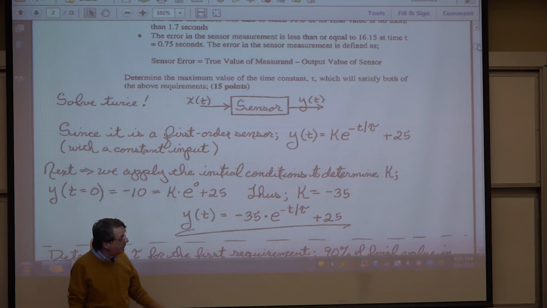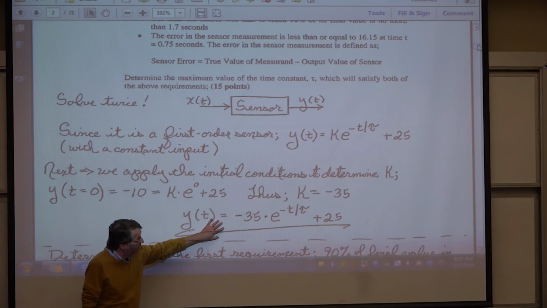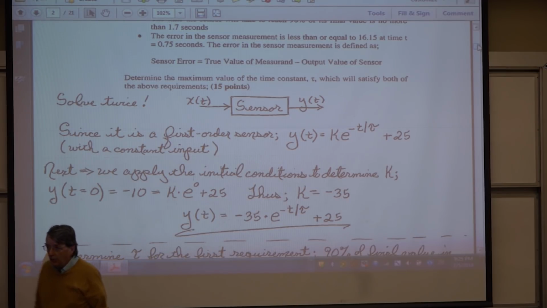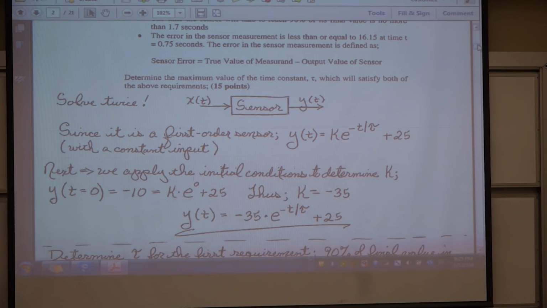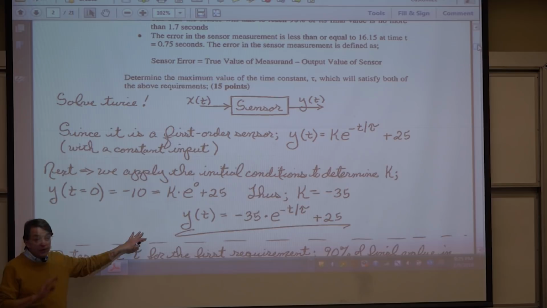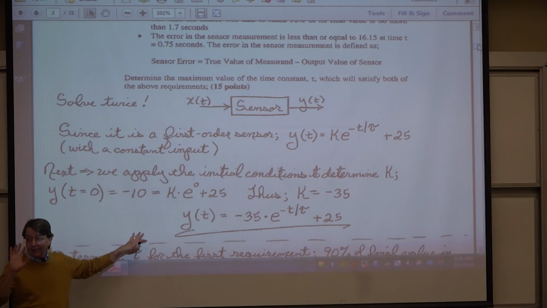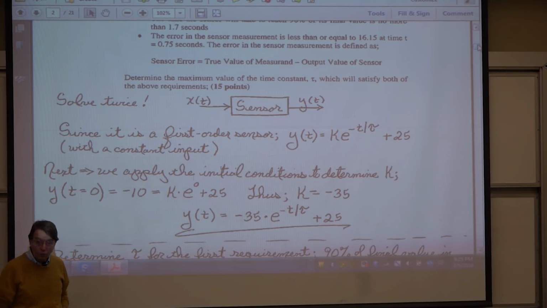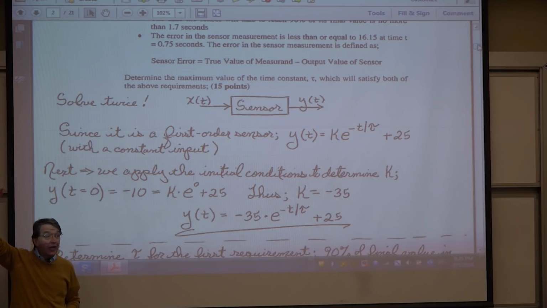What I now get is this right here: minus 35 e to the minus t over tau plus 25. Now, my colleagues, this is needed to solve the two parts of the problem. So this is it. If I lost you here, I'm going to lose you, and I don't want to do that. Are we all solid?